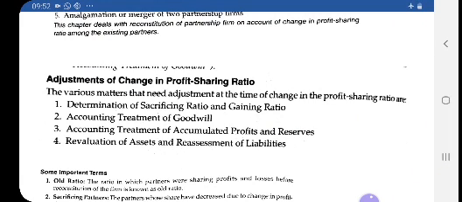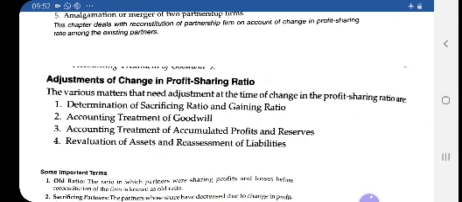Sacrificing and gaining ratio, we have already discussed how you will calculate that: old ratio minus new ratio. The old ratio is already given in the question and the new ratio is also given in the question. Sometimes if it is not given, then we have to calculate the new ratio, otherwise we apply the formula old minus new. While solving this, if any partner's balance comes out negative, that shows he is a gaining partner, and if the balance is positive, that means he is a sacrificing partner.